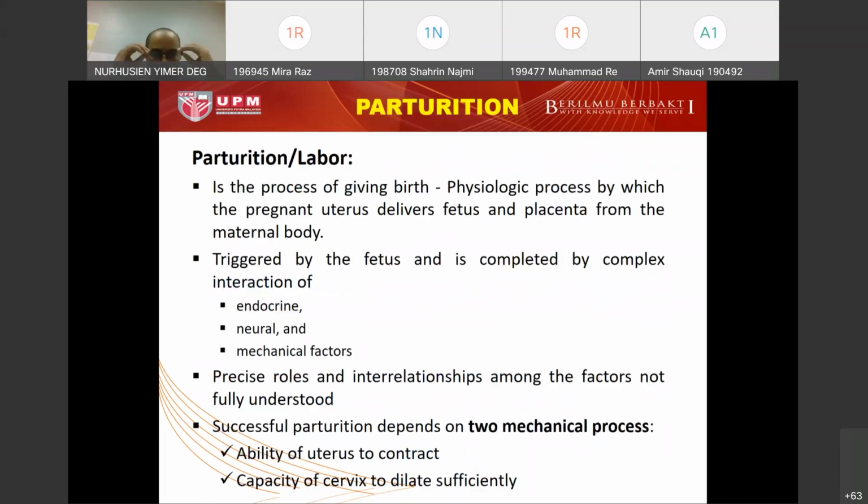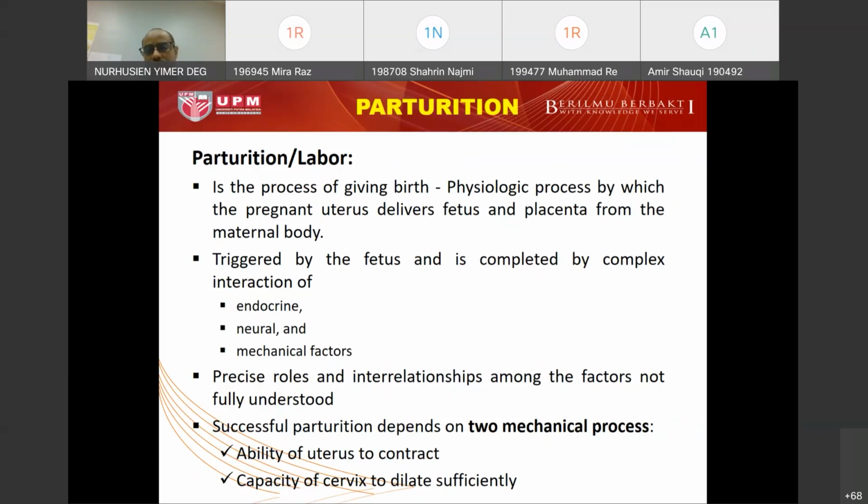Okay, so parturition. This parturition, sometimes also known as labor, is by definition just a process of giving birth to a new offspring, right? And this is a physiological process which involves the expulsion of a viable fetus that is mature enough to survive individually out of the maternal body, basically from the uterus, right? So that is generally the definition behind the word parturition.